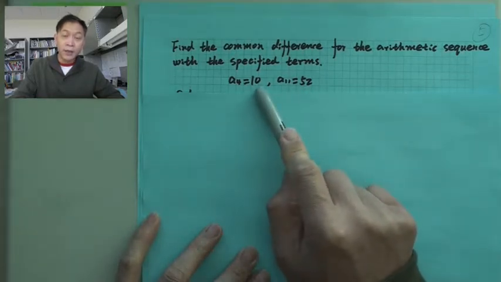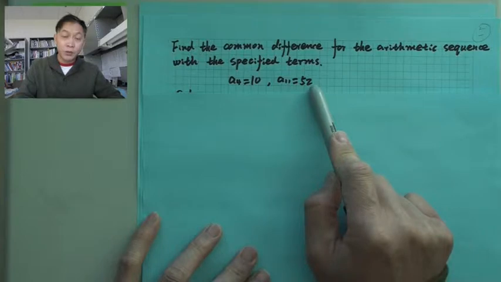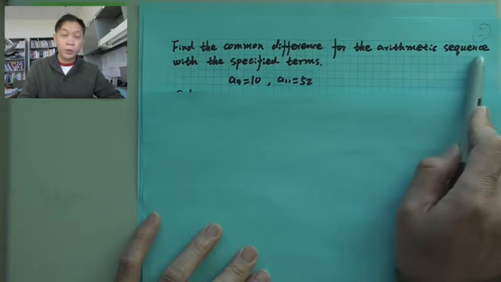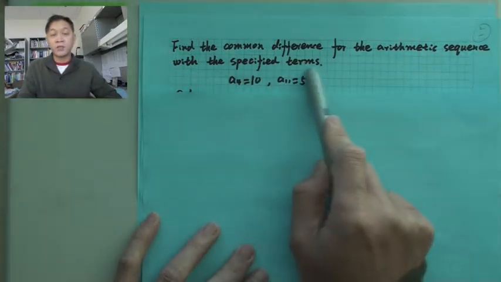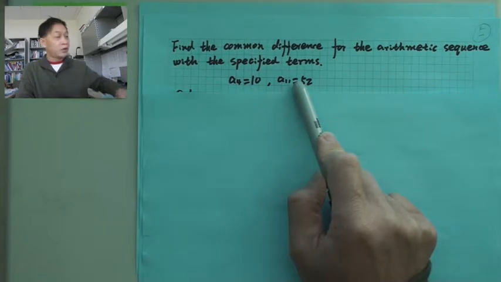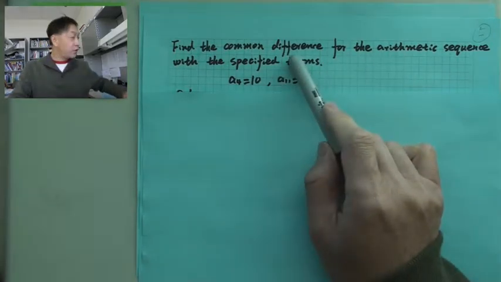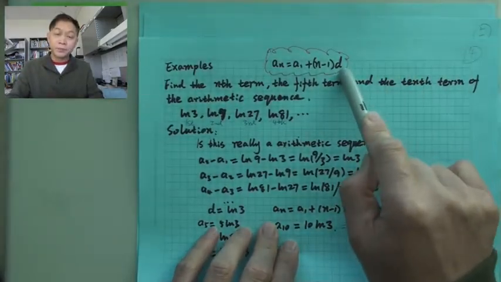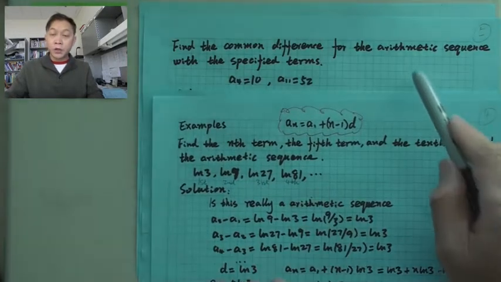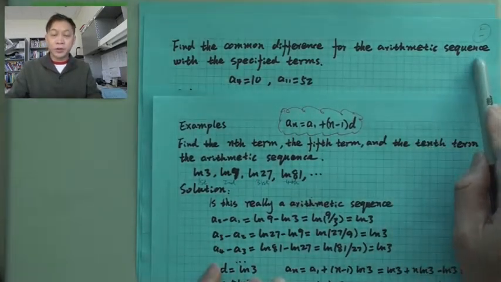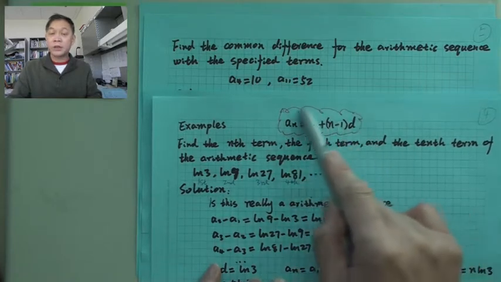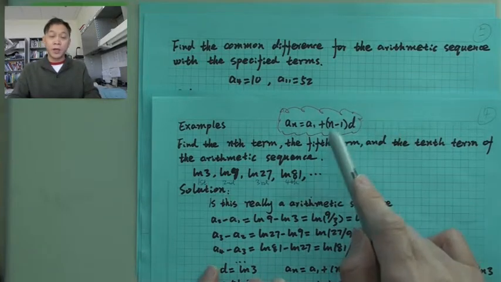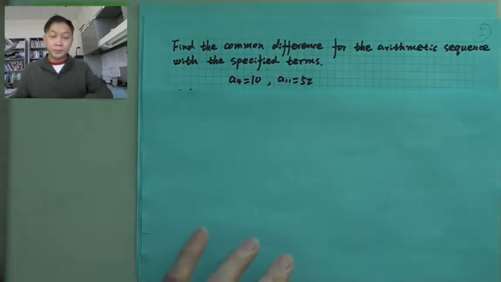The 4th term is 10, the 11th term is 52. We want to find the common difference for the arithmetic sequence with those two specified terms. So in this case, the common difference is what? In this formula we are asked to find D. And we were also told it is an arithmetic sequence, so this formula applies. This is the general formula to find the nth term.